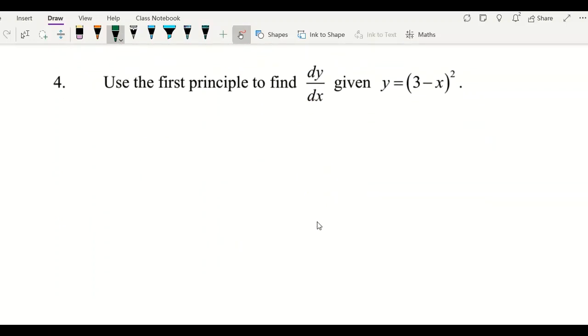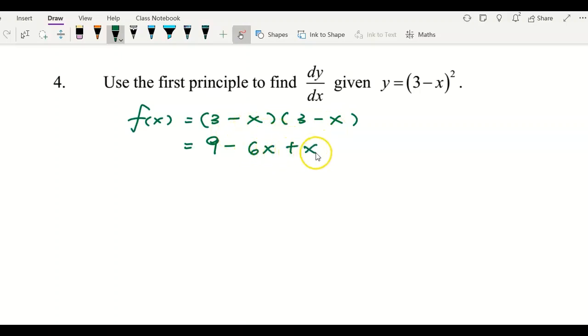Now we move to the next question. For this question, use the first principle to find dy/dx given y equals 3 minus x squared. So I will rename the y as f(x), and f(x) equals (3 minus x) squared. I try to expand first so that later on it's easier for me to substitute the x plus h into the x. So this is your 3 multiplied by 3, 9, and then you have negative 3x, negative 6x plus x squared.